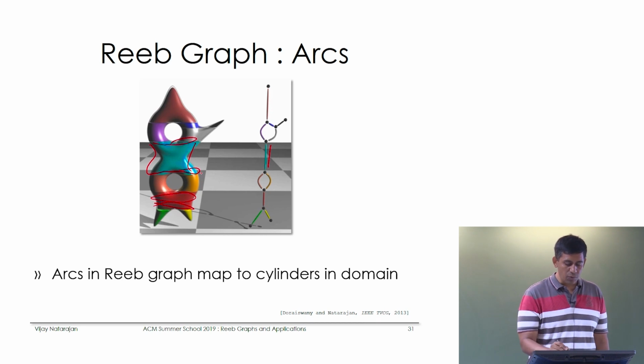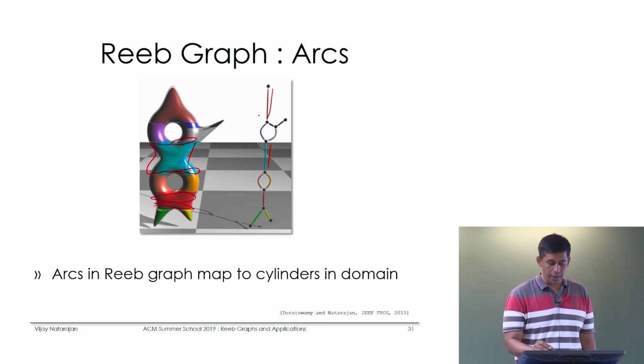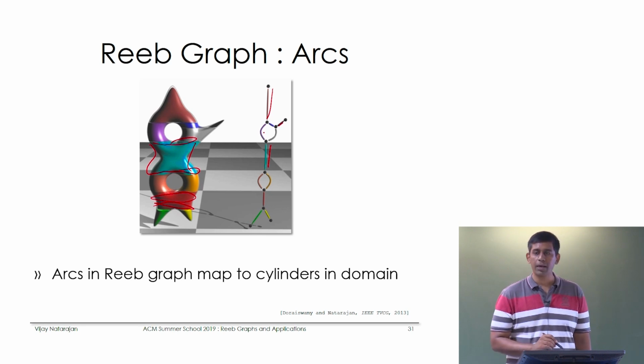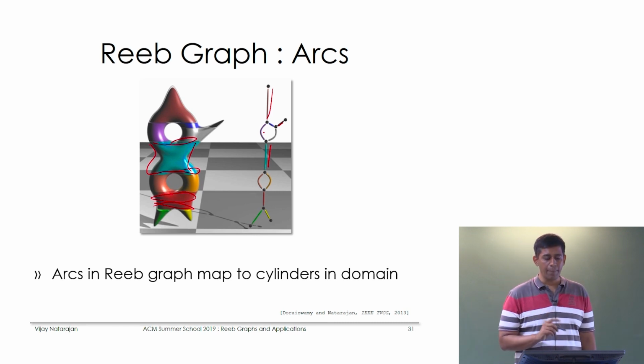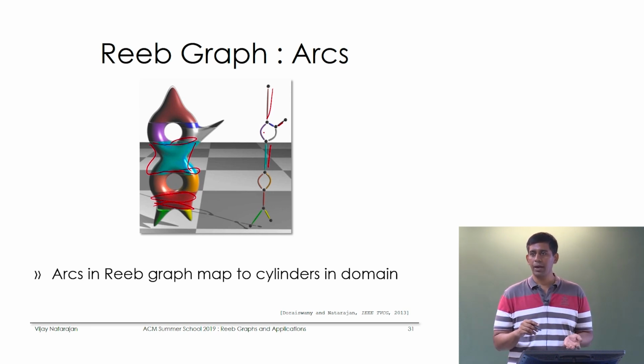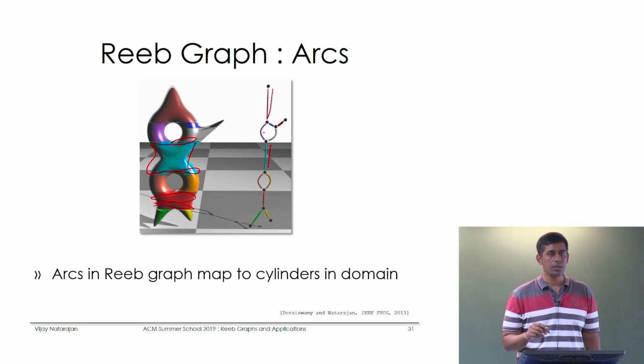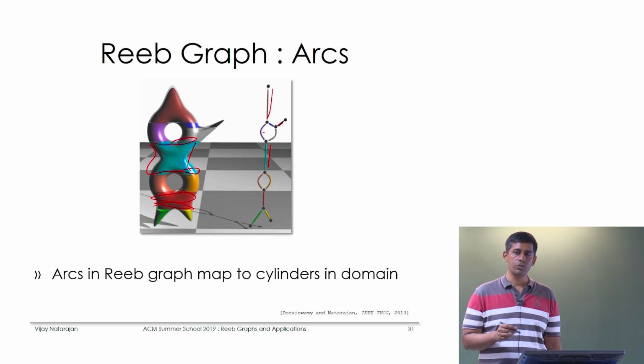This is true for all arcs. This is true for this brown arc also. This is true for this small black arc as well. This is important. We will come back to this later, because this is going to be playing an important role in understanding something about our data. This mapping between arcs and subdomains, or cylinders, is going to be useful later.